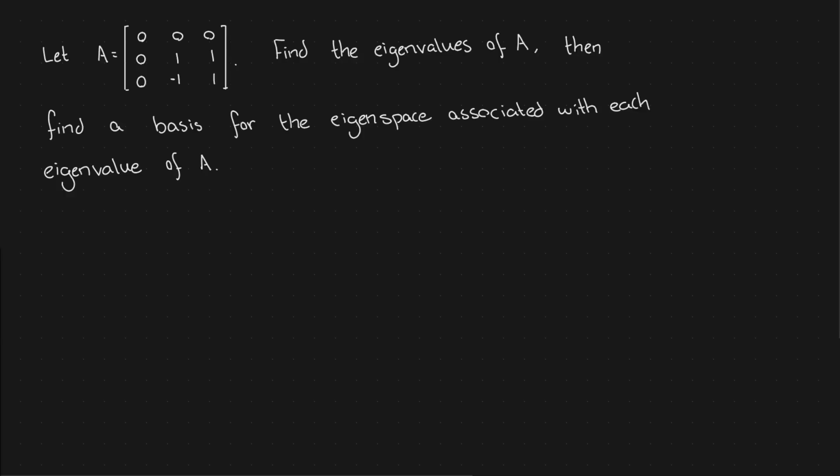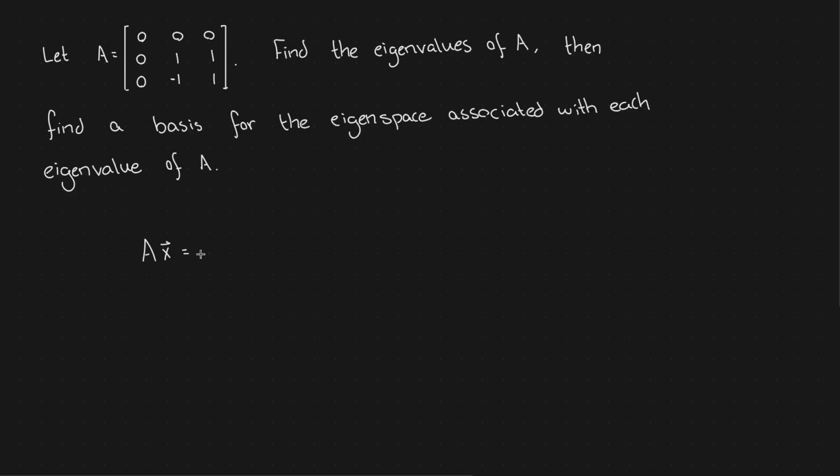Let's do another example. This one's just a little bit harder. This time A is a 3 by 3 matrix. We again want to find all the eigenvalues of A and then find a basis for the eigenspace associated with each of those eigenvalues.